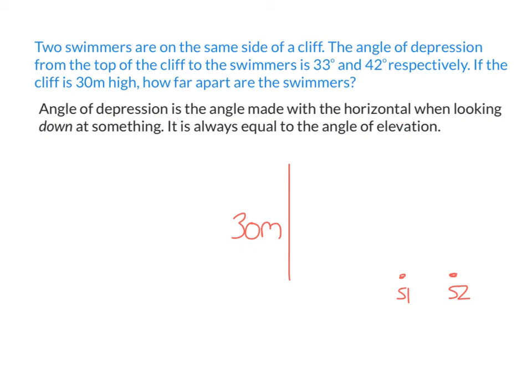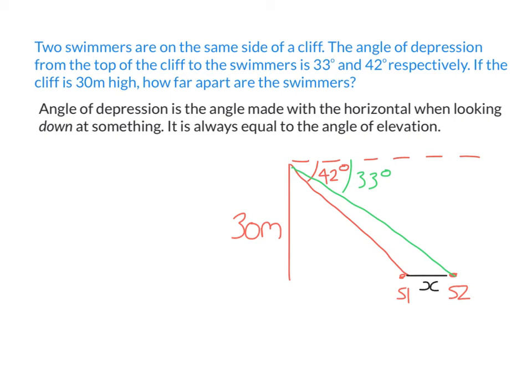Now, the angle of depression is made with the horizontal. So I'm going to draw a horizontal line here. For one of them it is 42 degrees, so this angle there is 42 degrees. To the other is 33 degrees, so this angle here is 33 degrees. We want to find how far apart they are. So we want to find x here.